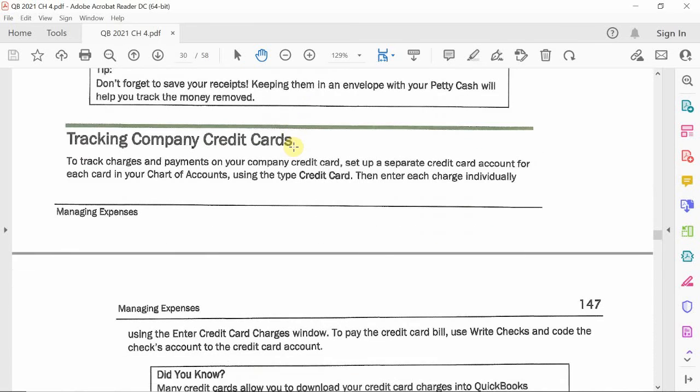All right. So then the next section I have here is going to be looking at vendor credits, or actually, sorry, using credit cards.